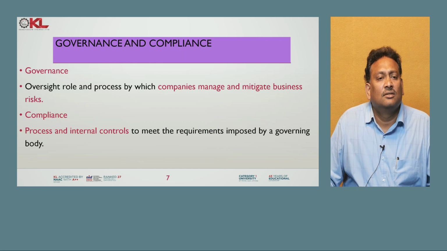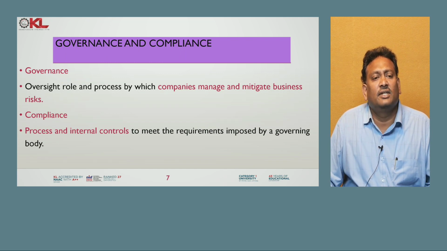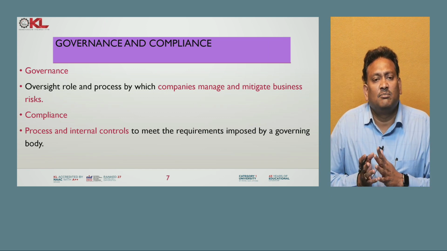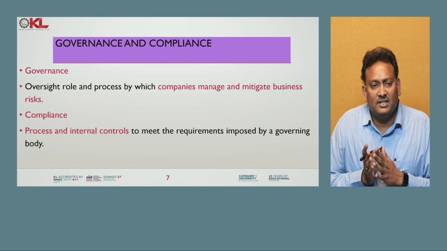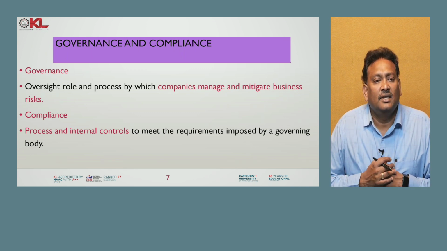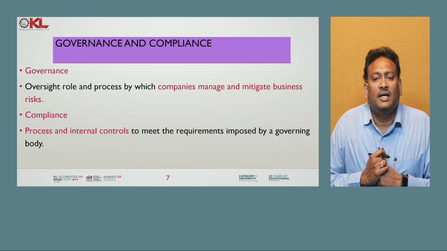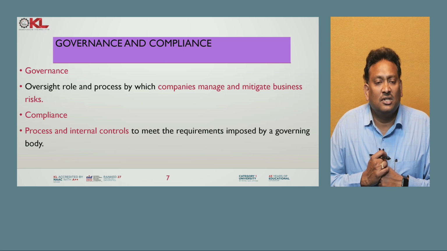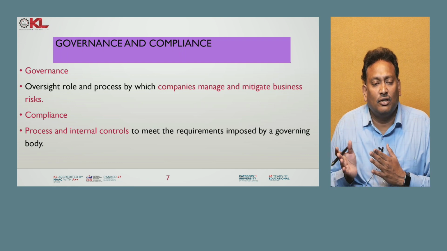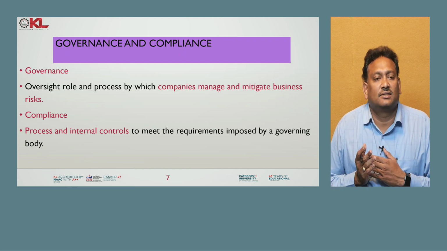So governance, the overview of the session is governance. Governance means we have a set of rules and regulations designed by companies to manage and mitigate business risk. So we can define the rules, regulations and policies framed by companies to manage their business risk, and compliance means the process and internal controls to meet the requirements imposed by a governing body. The process of obeying rules and regulations defined by a single central authority in the organization is known as compliance.